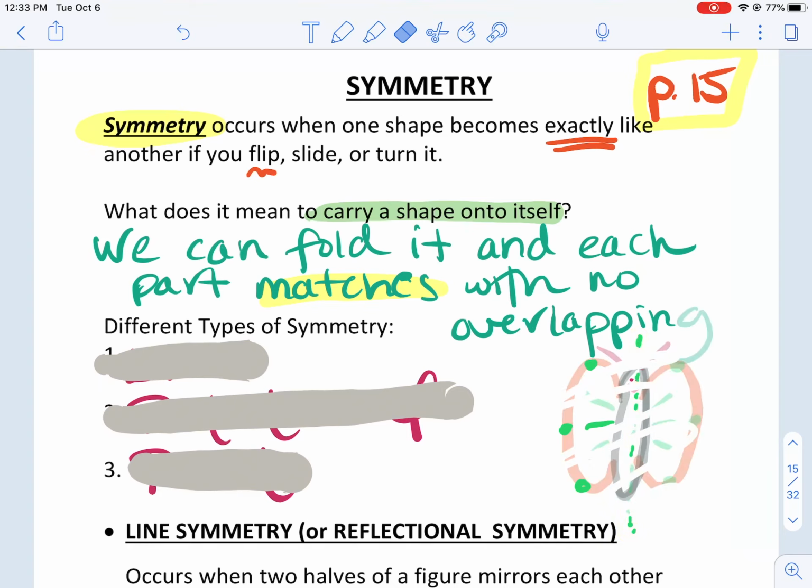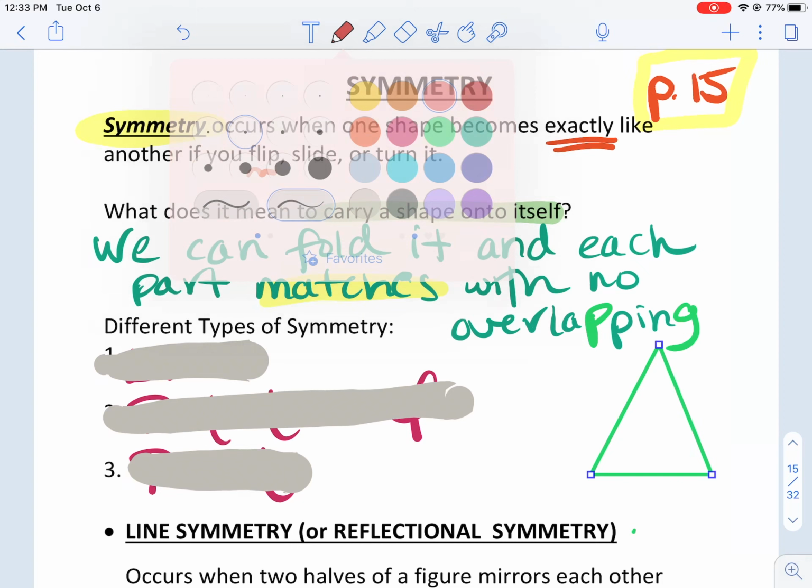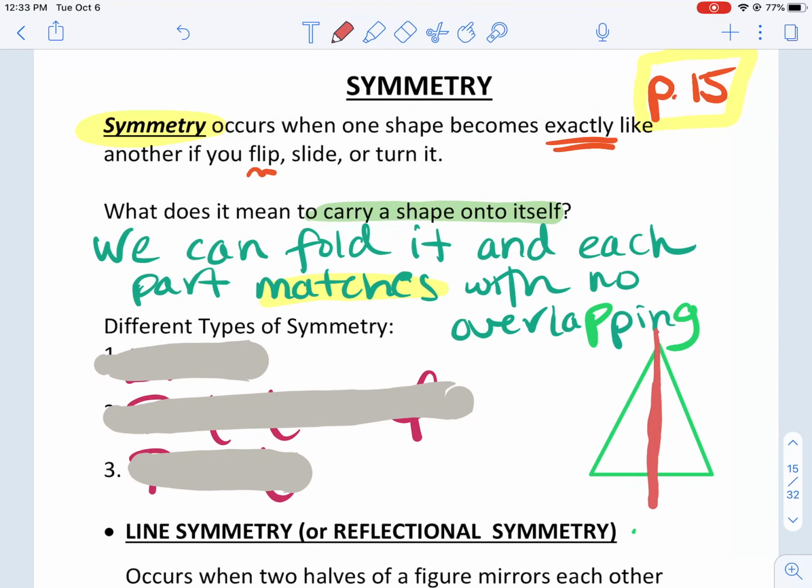But let's look at a geometry example just to make it a little bit clearer to you. Let's say we actually have a triangle. By the power of the iPad, it should make this nice. Try again. There we go. So if I look at this triangle, if I fold this vertically, again, I'm doing the best I can to make a nice straight line here. You can see that this corner, when I fold it, is going to match to here. This is going to match to here. This guy is going to match to here.